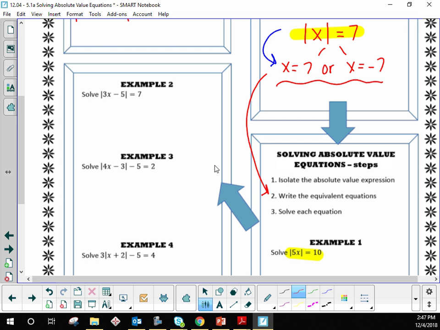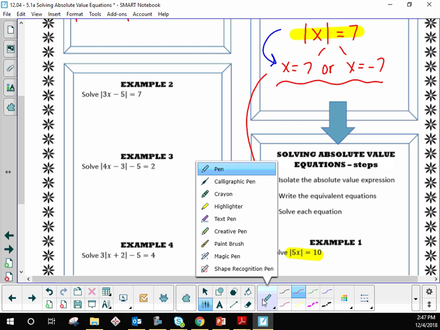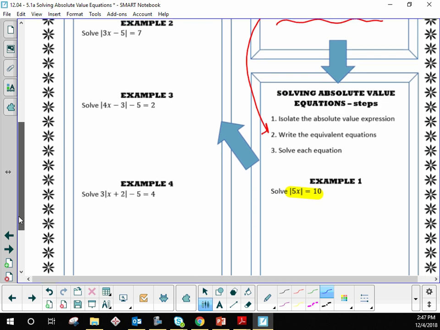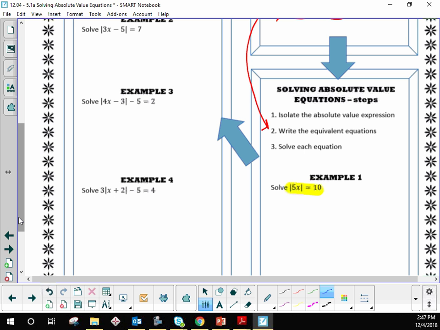Where did that x come from? Was that inside the absolute value or on the right side? Where did this x come from? The absolute value. What's inside the absolute value in example 1? 5x, right? So instead of having those x's in that place, I'm going to have 5x in that place.